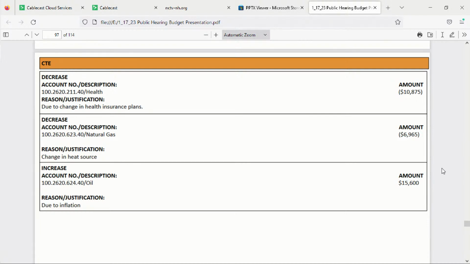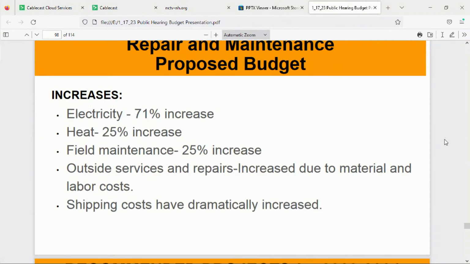We're flying through those things. That's awesome. The repairs and maintenance proposed budget, the increases: electricity, 71% increase. That hurts. And then the 25% increase for heat. And a lot of that is on oil, not the propane. So that's one of the reasons why we went the high school, middle school to propane, because it was a huge cost savings and it's a whole lot more efficient than oil.